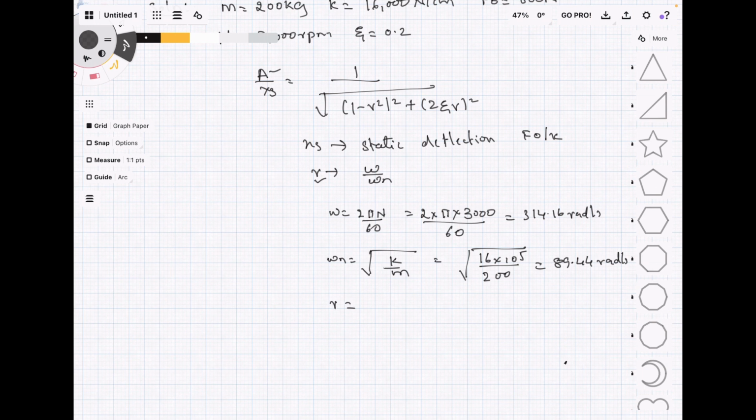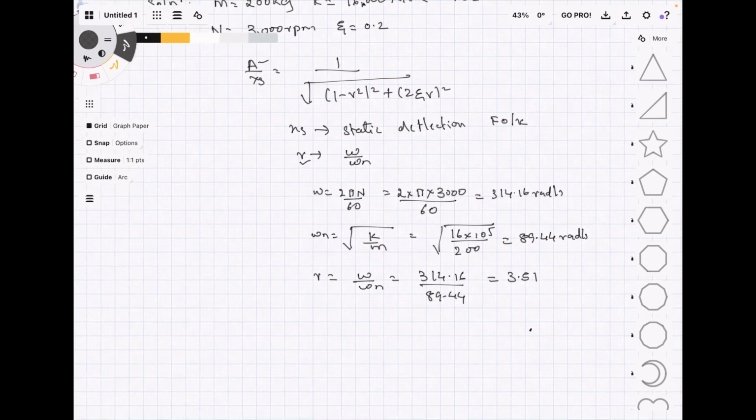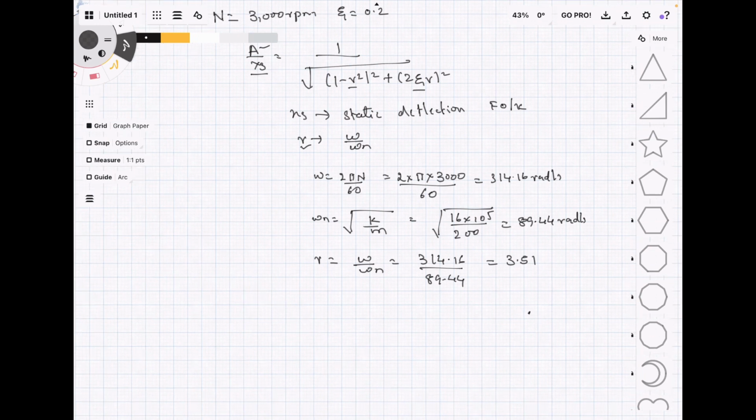Here r is nothing but omega upon omega n, which is 314.16 divided by 89.44. So you'll be ending up with 3.51. So the ratio is 3.51. So you got the value of r here. We already know the value of zeta. We need to get the value of xs.